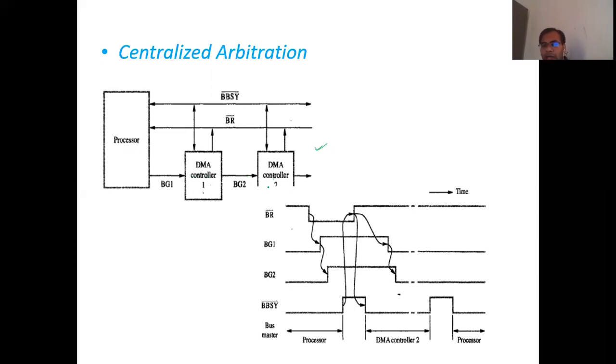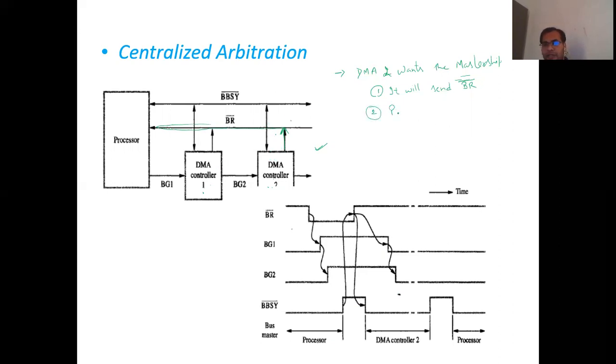Let us suppose DMA controller 2 wants the bus mastership, or simply wants the control over the system bus. That is the meaning. So what will happen? First, as we already discussed in the last video, it will send the bus request through this line. It is a logical OR line. Both the DMAs will use the same line. It will send the bus request.